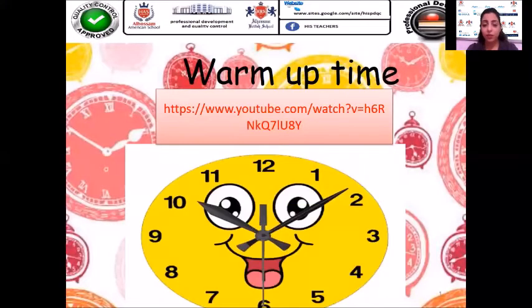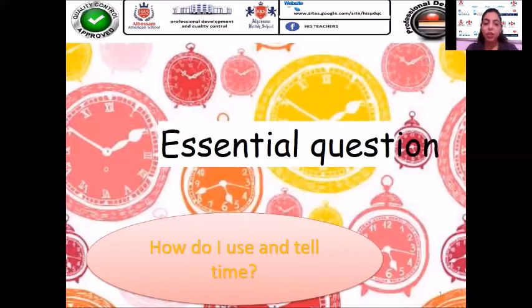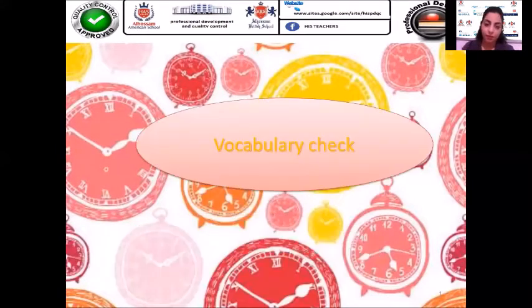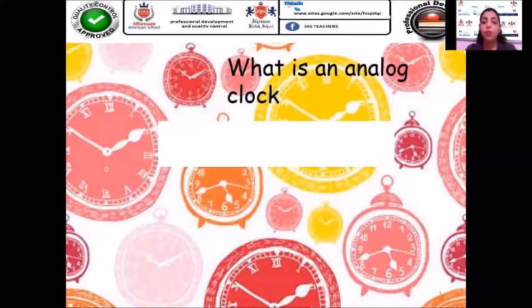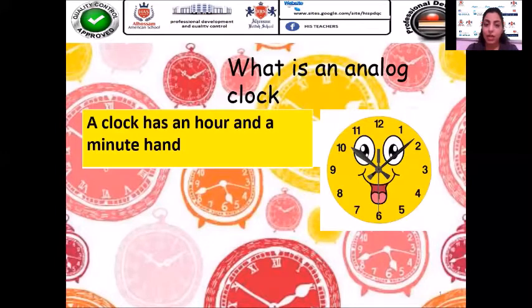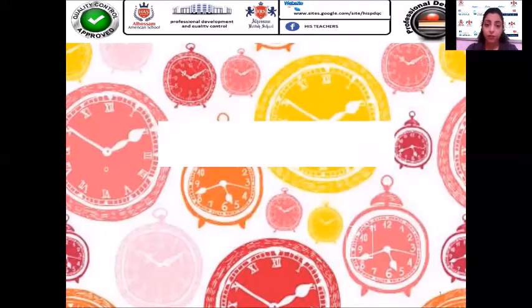Now let's complete our lesson. Essential question: how do I use and tell time? Let me check your vocabulary. Yassine, what's an analog clock? An analog clock has an hour and a minute hand.